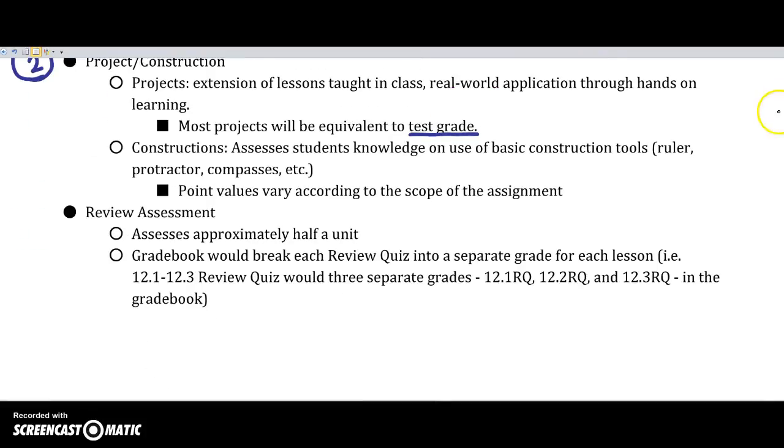Moving right along to our third assessment type, which is the review assessment. This is going to assess approximately half the unit. So if we have gone through sections 1, 2, and 3, we might stop and do a review assessment. So the gradebook would be broken down into our review assessment. So note the different coding for those review assessments.